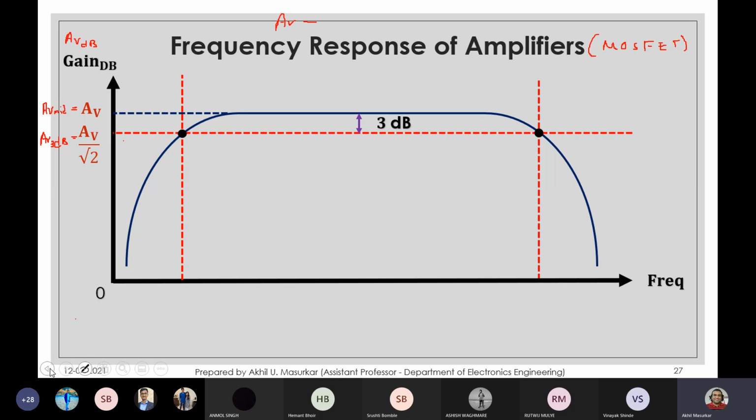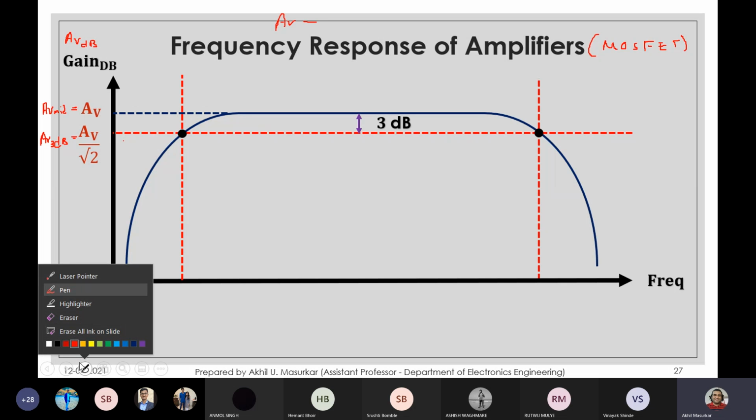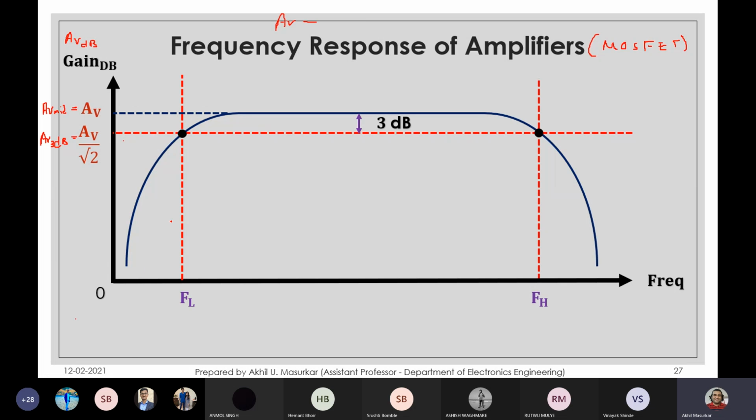So this part, the place where this vertical line cuts on the frequency axis is called the lower cutoff, and at the higher end, the vertical line where it cuts the gain curve is called the higher cutoff frequency.